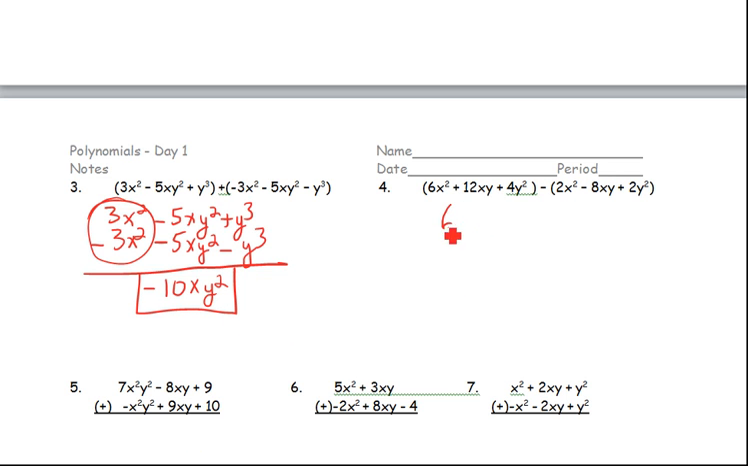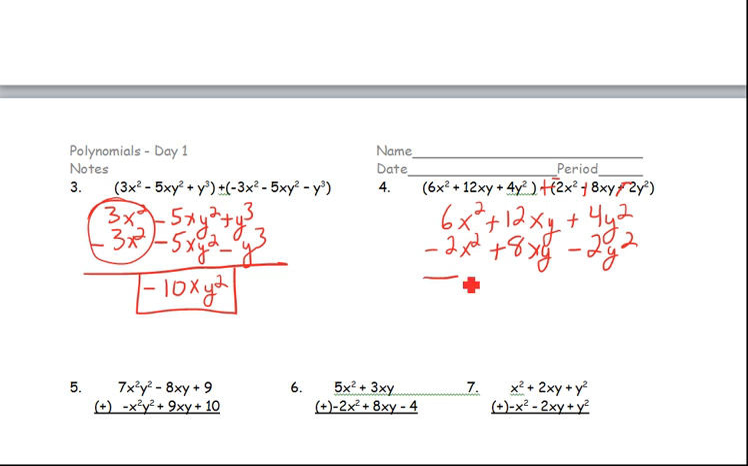Alright, so I'm going to write this one out. Begin with a 6x squared plus 12xy plus 4y squared. Now remember, I said it's easier if I just take this, make it a plus, and then change everything on the inside. So that would be a negative 2x squared. This would now become a plus. So it becomes a plus 8xy. This becomes a minus. So it'll be minus 2y squared.